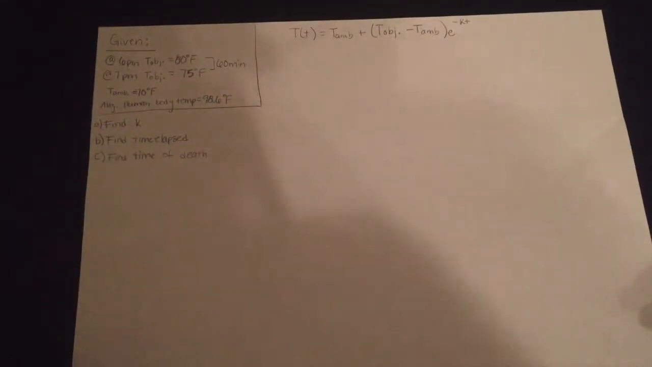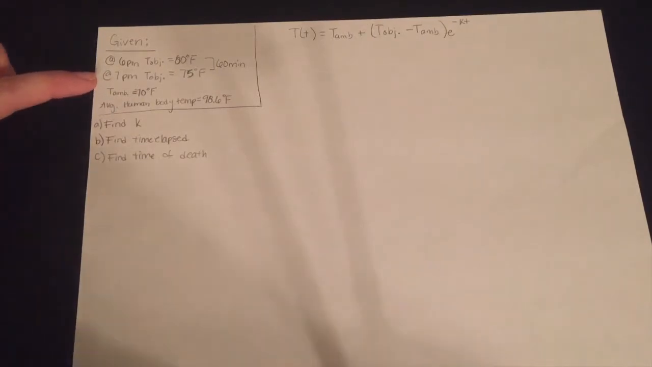Okay, so as you can see, what we were given from the problem was that at 6 p.m. the temperature of the object, which is the body, is going to be 80 degrees Fahrenheit, and then at 7 p.m. the temperature of the object is 75 degrees Fahrenheit, so we know that it dropped 5 degrees, and that is in a 60-minute interval.